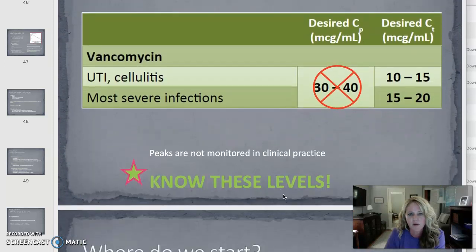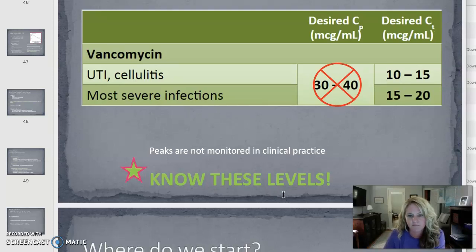All right, so therapeutic range. You have to know these levels, okay? Your desired trough for a mild infection like a UTI or cellulitis is going to be between 10 and 15. For more severe infections, we're going to push that up to 15 to 20.